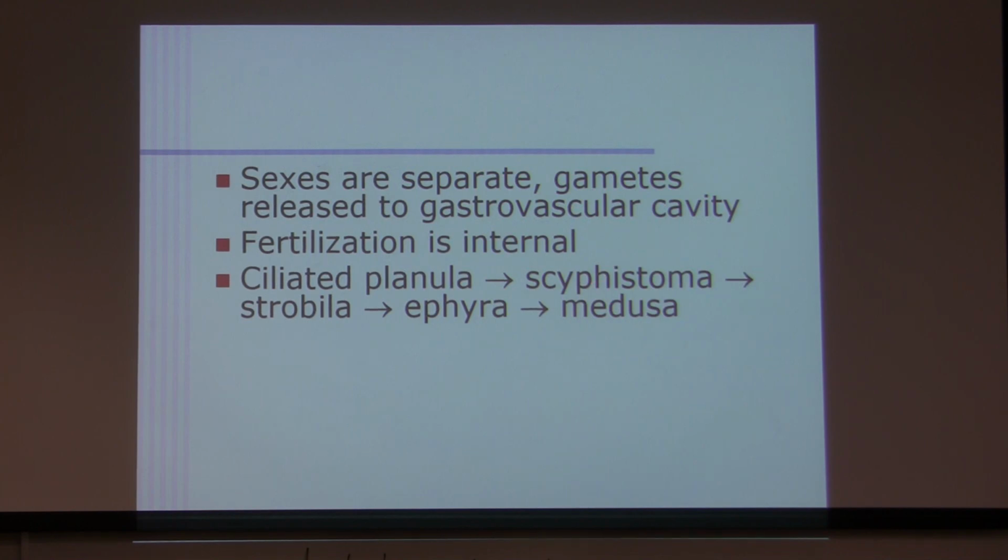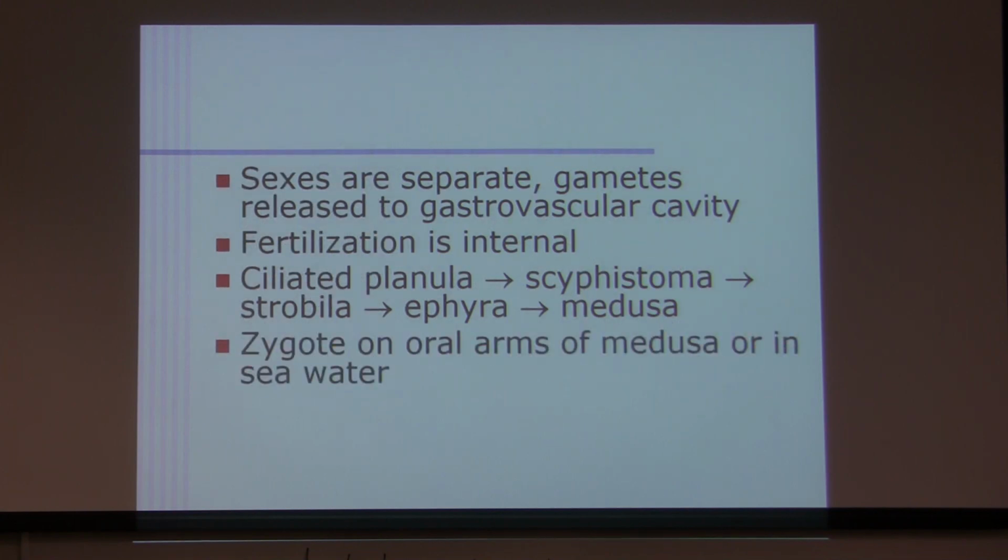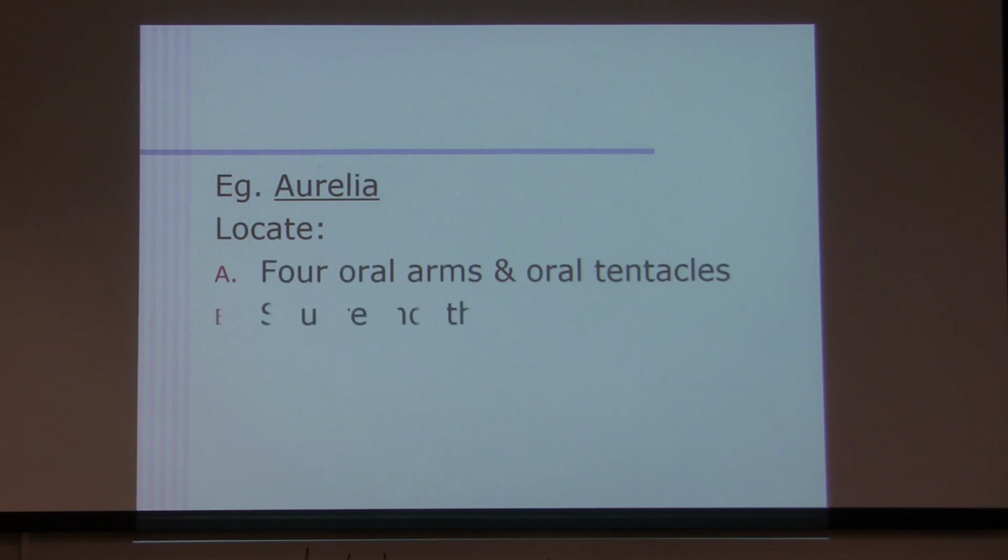You know what these strobila look like. You know what these scyphozoa look like. You know what these ephyra look like. Zygote on the oral arms of the medusa or in the seawater. And the example, Aurelia. In Aurelia, make sure you locate the following in the lab.